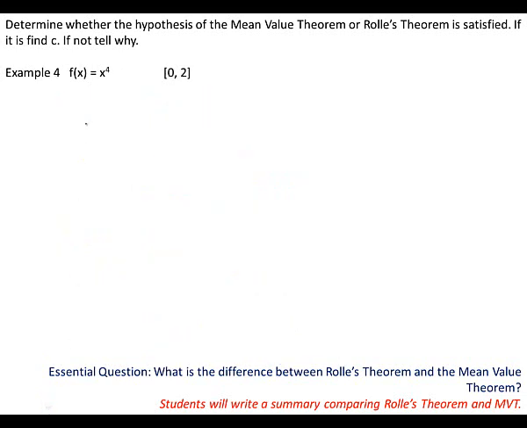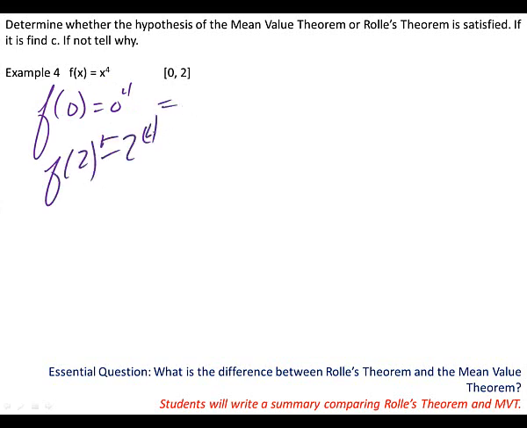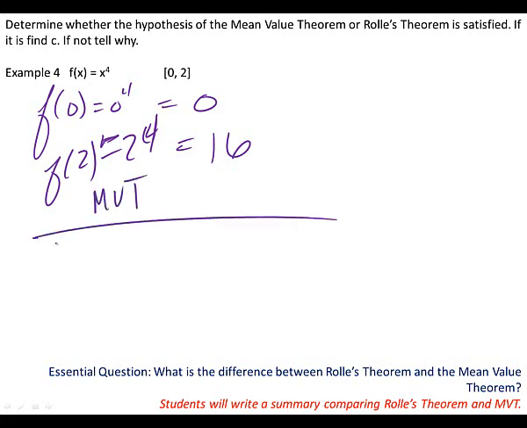Let's look at the next one. So, is a 4th power continuous? Is it differentiable? Yes. Okay, so now I'm going to plug in my endpoints. So I've got f of 0 to the 4th and f of 2 to the 4th. Okay, so what is 0 to the 4th power? 0. What's 2 to the 4th power? 16. Good. So which one is it? Mean value theorem, MVT. Okay.